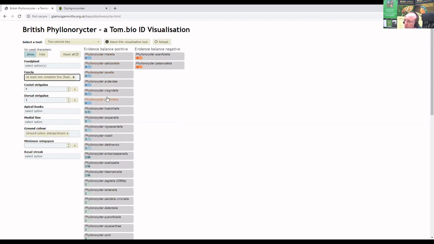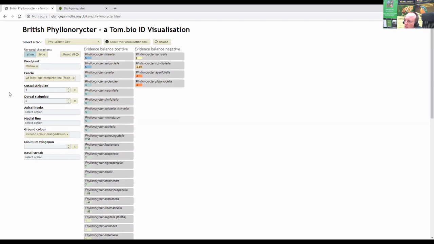And if you happened to know, or you beat the thing from a particular species of tree, then you could say, oh, I think that was on willow. And that leaves you down to 2 species. So it can really help narrow down the kinds of things that you're looking for, and give you a starting point to then go and look at the particular species.